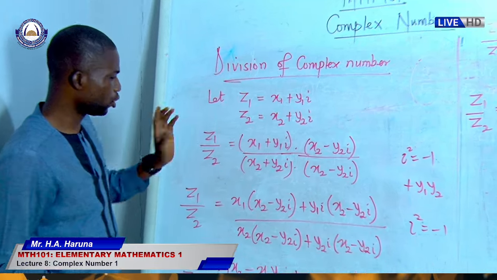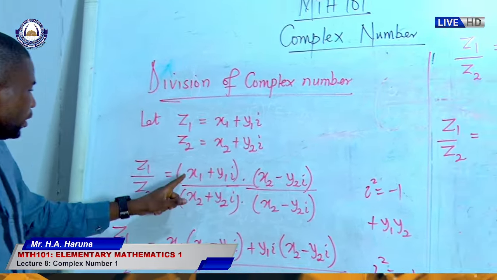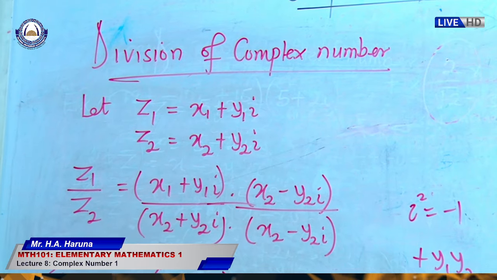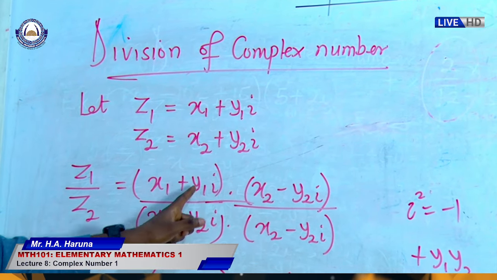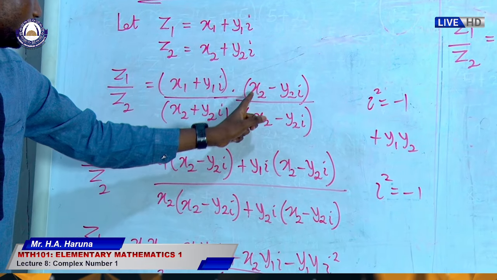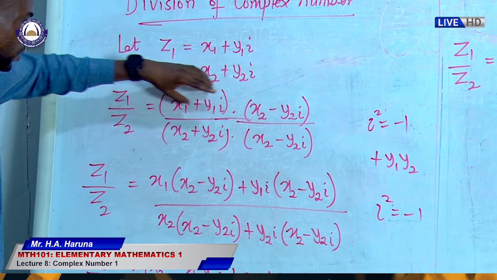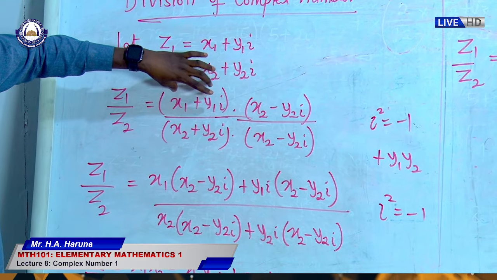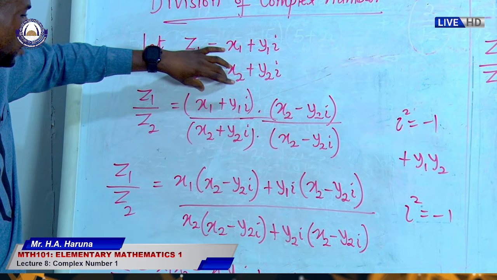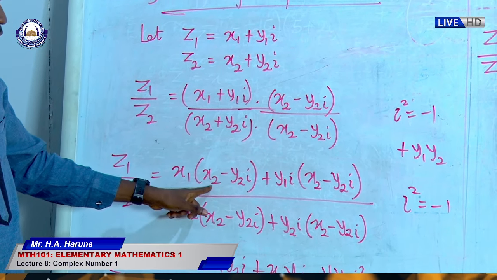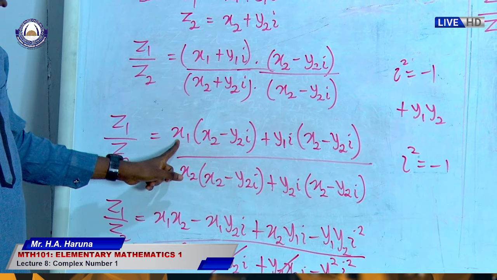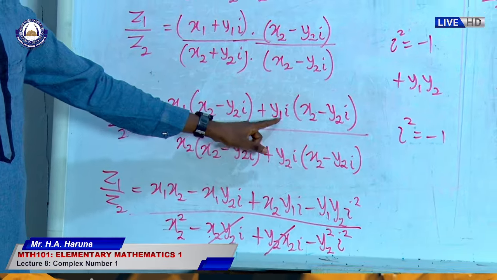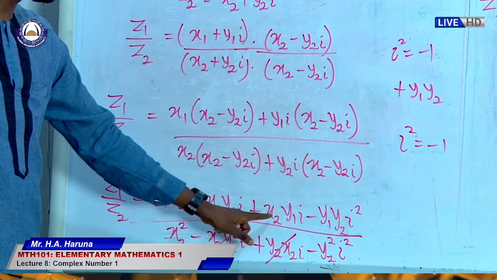Now, when you are doing the multiplication, the table, so you have x1, I distribute it over this. So x1 times x2 minus y2i, then y1i over this as well, x2 minus y2i. So this is distributed over this. This can also be distributed over this. You will get the same answer. Like I said earlier, it's commutative. So x1 x2 gives me x1 x2. x1 times minus y2i gives me minus x1 y2i. Also plus y1i times x2 gives me x2 y1i.